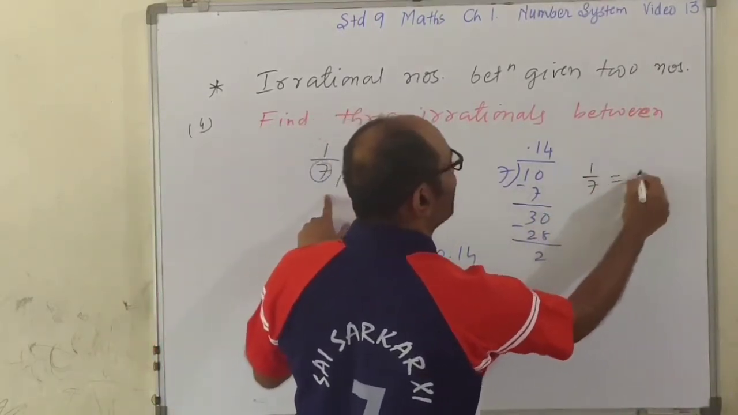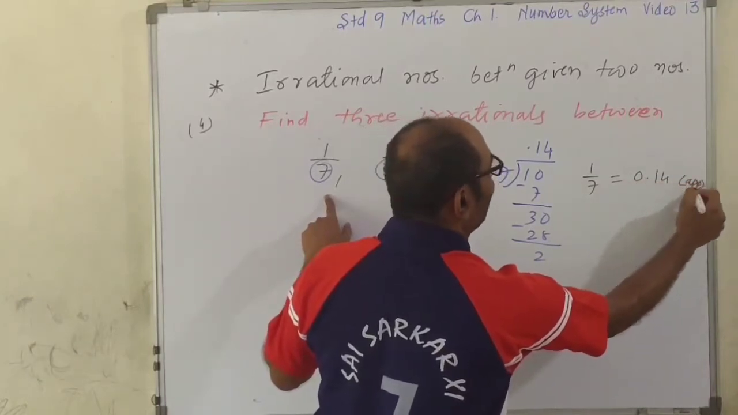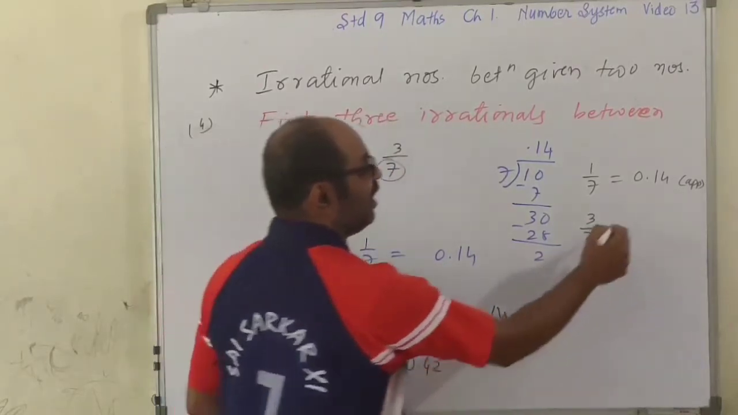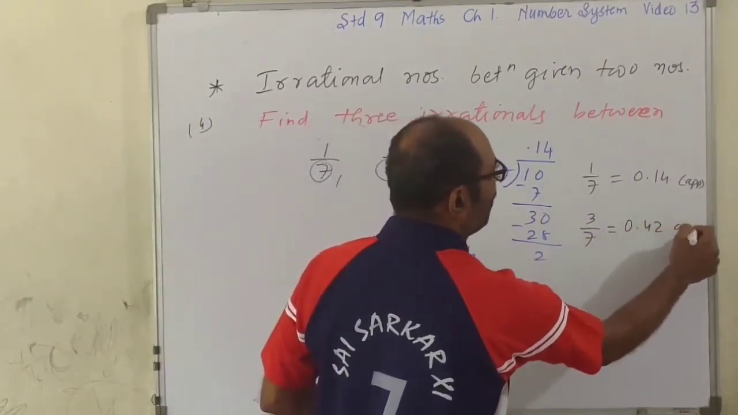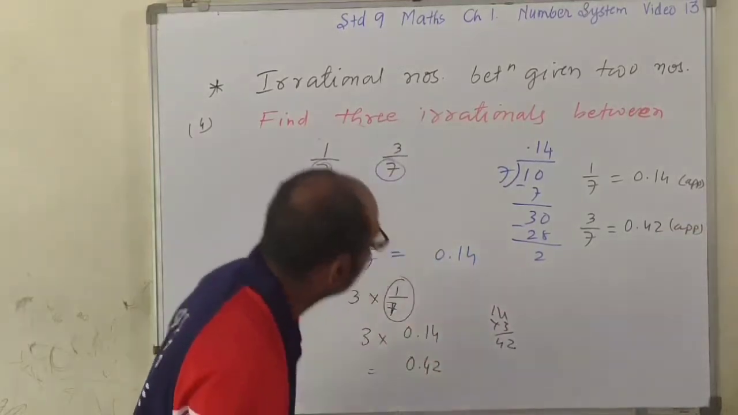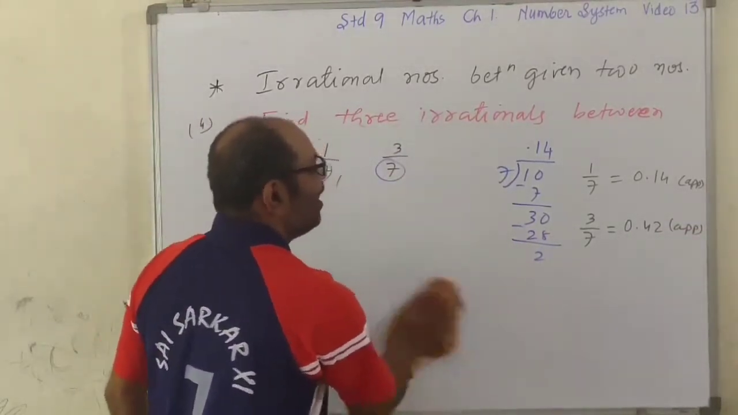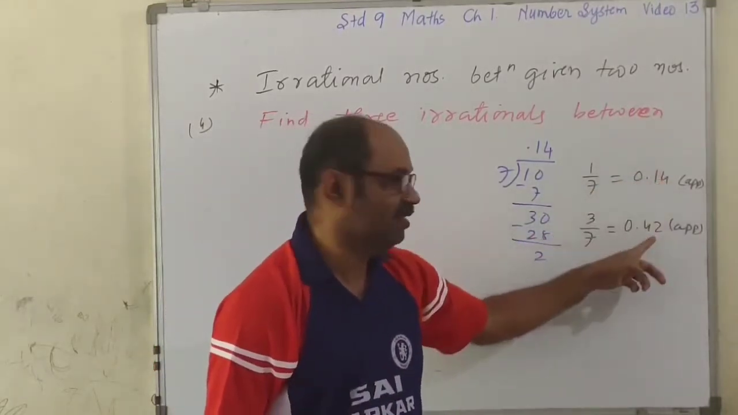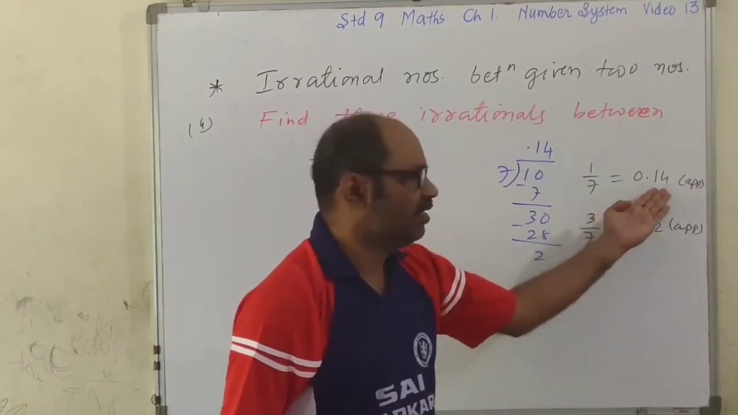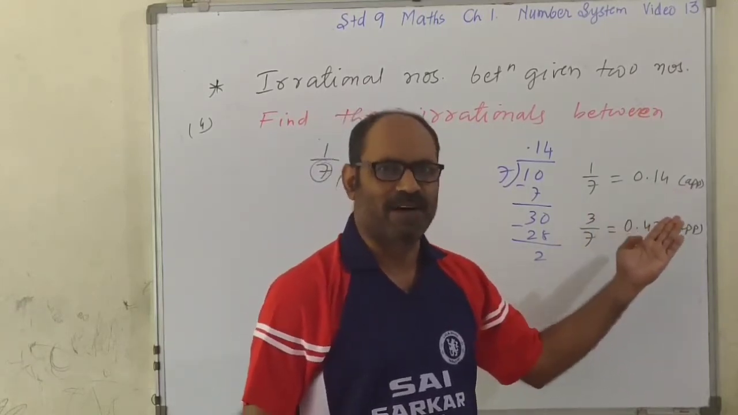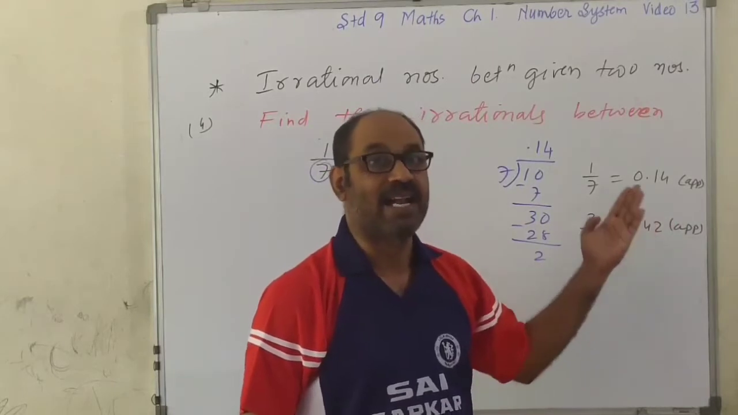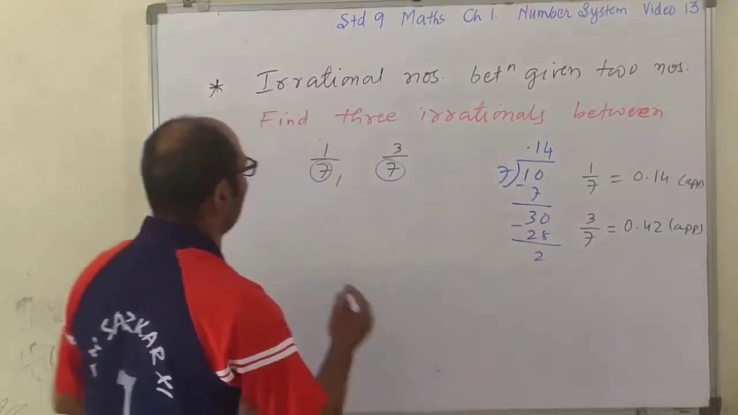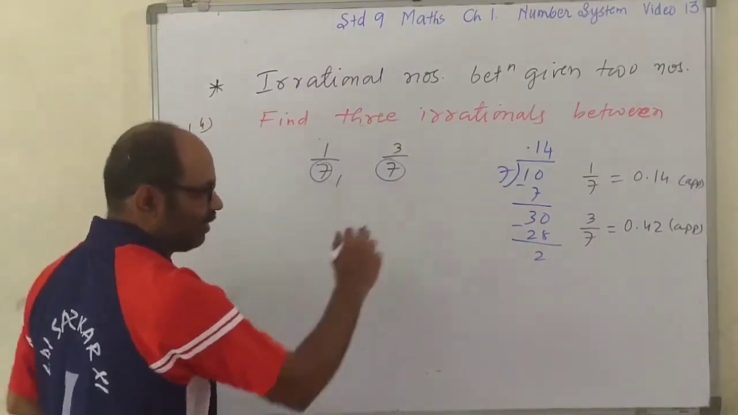So 1 upon 7 is 0.14 approximately, and 3 upon 7 is 0.42 approximately. Is that clear to you? Okay. Now you want any three numbers between 0.14 and 0.42. So many: 0.15, 0.16, 0.17, 0.18, 0.19, 0.20, then so many till 42. Choose any three. I'm writing directly now. I'm not writing that statement.